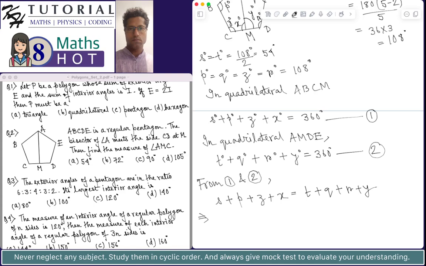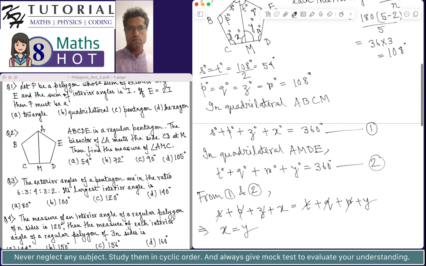Okay, now this implies we already know that S is equal to T. We know S is equal to T, so we can cancel out S and T from both the sides. We also know that P is equal to Q, and Z is equal to R. So since P is equal to Q, we can cancel out P and Q from both the sides. Also, since Z is equal to R, we can cancel out Z and R from both sides. And so we are left with X is equal to Y.